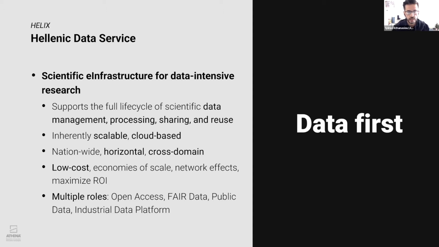It is also by design low cost, achieving economies of scale in order to maximize ROI, because we do operate, and we will discuss this, in a narrow fiscal envelope. And we also serve multiple roles about open access, provision of FAIR data, public data from organizations and governments, as well as operating as an industrial data platform.